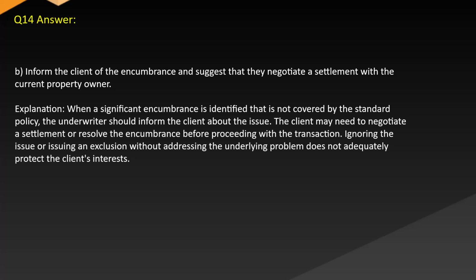Answer: B. Inform the client of the encumbrance and suggest that they negotiate a settlement with the current property owner. Explanation: when a significant encumbrance is identified that is not covered by the standard policy, the underwriter should inform the client about the issue. The client may need to negotiate a settlement or resolve the encumbrance before proceeding with the transaction. Ignoring the issue or issuing an exclusion without addressing the underlying problem does not adequately protect the client's interests.